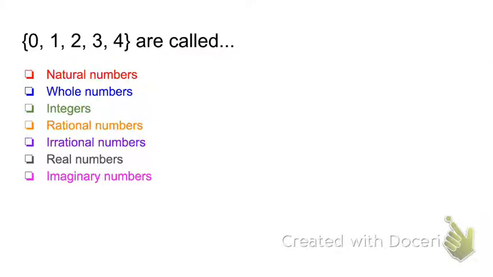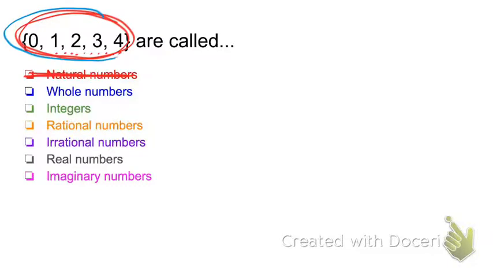So first here it says these numbers 0, 1, 2, 3, 4 are called what? So even though there are some natural numbers in there, some like basic, all of these are not natural numbers. So I'm not going to check this off. You need to say, are all of them whole numbers? Remember, whole numbers is our natural numbers plus 0. So yeah, they're all whole numbers.